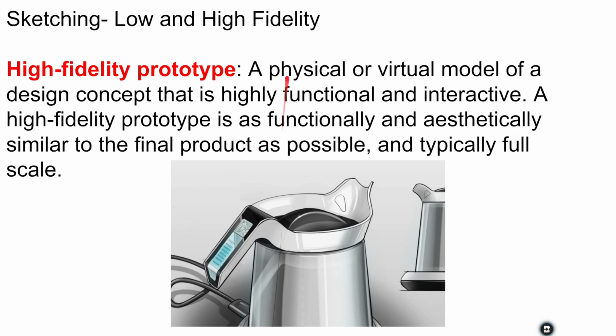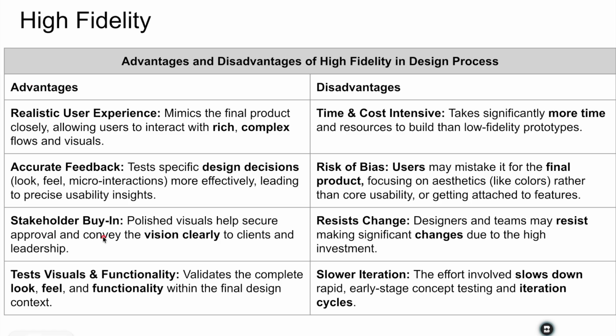And of course, you could have high fidelity prototypes that are physical and also virtual models. So for instance, in Fusion 360, this is where you're going to have those solid models that show the interior parts of your product. What are some advantages and disadvantages of high fidelity in the design process? It's really the opposite of what we saw earlier. So all of the disadvantages of low fidelity are really the advantages of high fidelity, and then the opposite is true, that the advantages of low fidelity are the disadvantages of high fidelity.